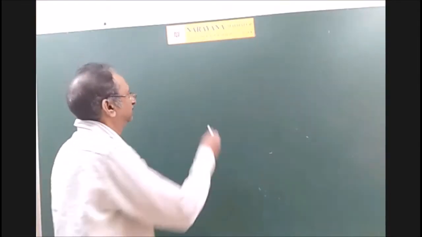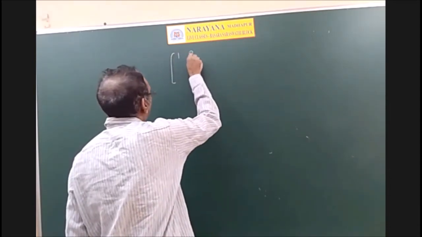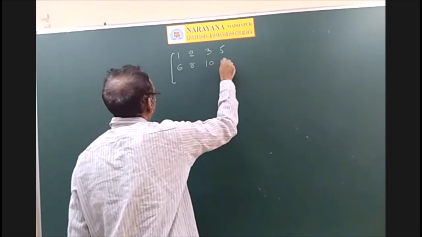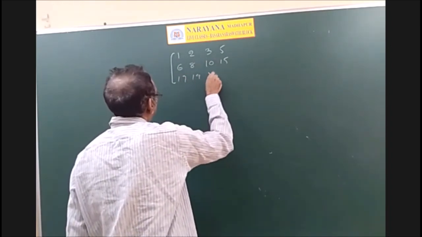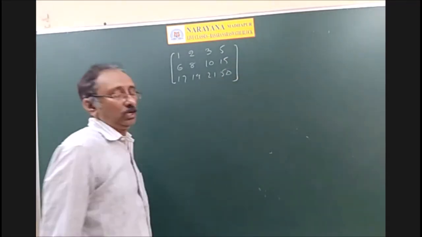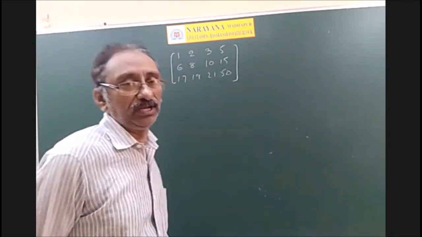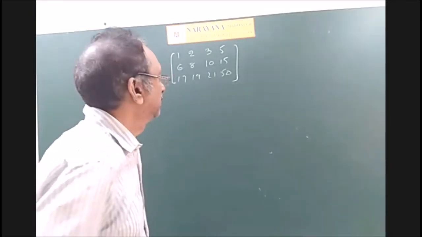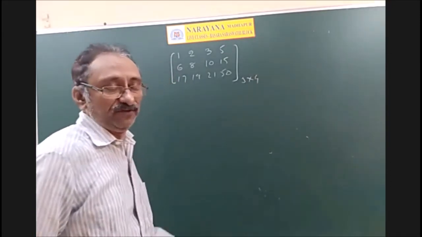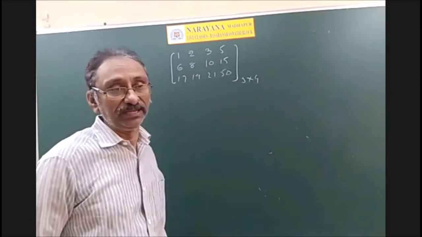Okay, suppose a matrix is given: 1, 2, 3, 5, 6, 8, 10, 15, 17, 19, 21, 50. Now he is asking the rank of the matrix. You know how to find the rank of a matrix. This is a matrix of order 3 by 4. Therefore, first you have to search for non-zero determinants of order 3 by 3.